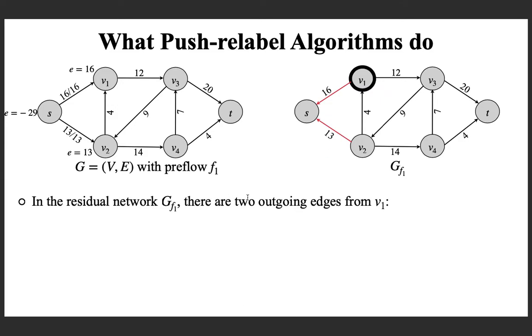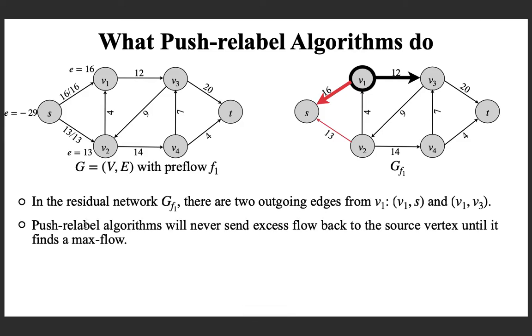Now you can see that there are two outgoing edges from V1. Which are they? They are V1S and V1V3. And note that if you send it back, it is not going to be good. Push-relabel algorithms will never send excess flow at intermediate vertices back to the source vertex until they find a max flow. So you have to somehow prevent sending flow back to the source, because it will create an infinite loop where you send from S to V1, then V1 to S, and it will be repeated forever.